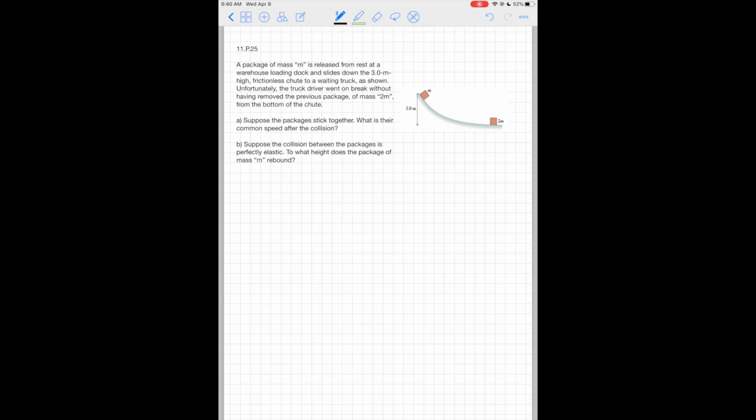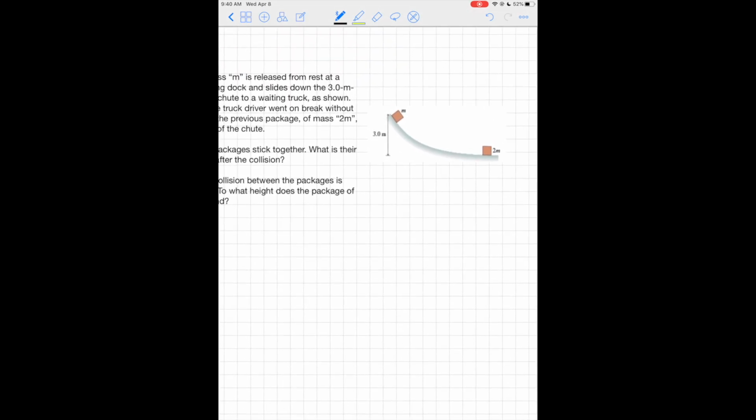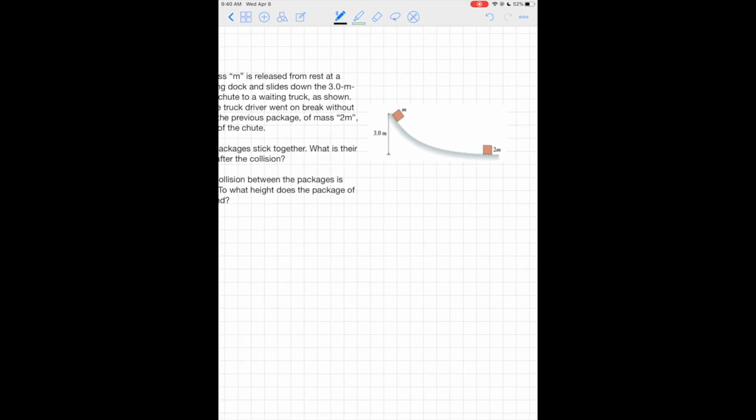For part B, suppose that the collision between the packages is perfectly elastic. To what height does the package of mass m rebound? So I think the first thing that we want to do is just take a look at our picture here. We have mass 1, mass 2, mass m, mass 2m. Mass m starts at 3 meters above the ground.